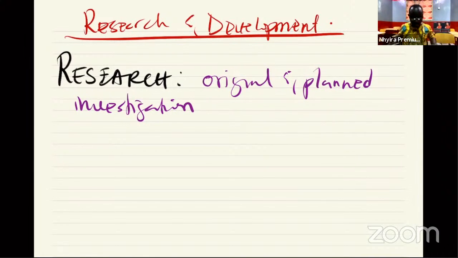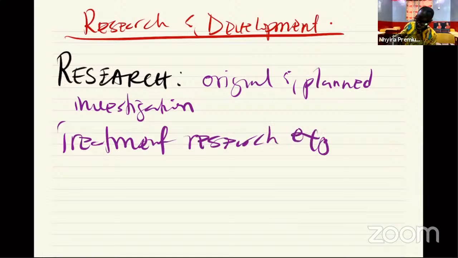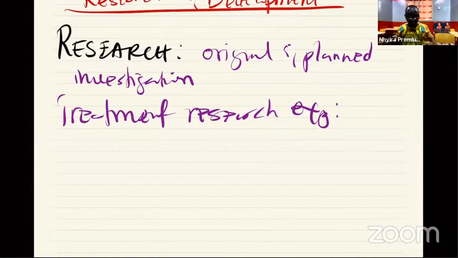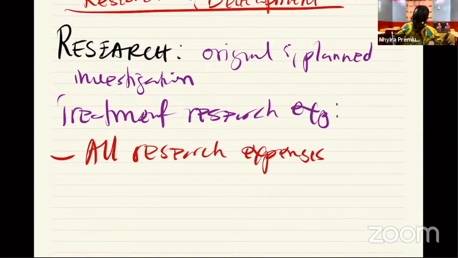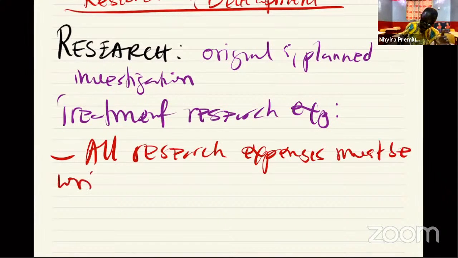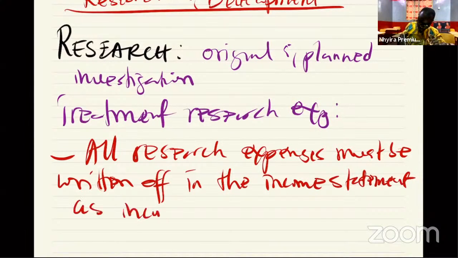Now, how does the standard say we should treat research? So, treatment of research expenses. Now, the standard states that all research expenses must be written off in the income statement as incurred.